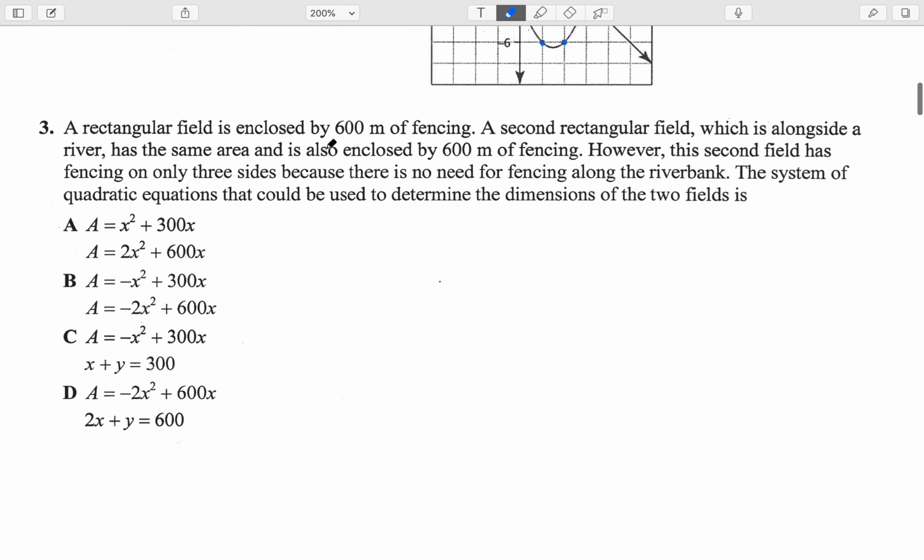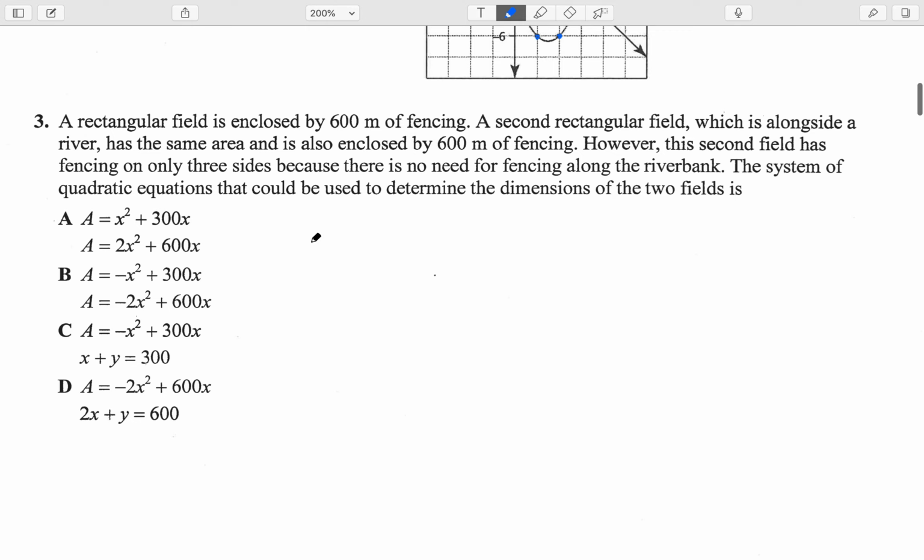Okay, a rectangular field is enclosed by 600 meters of fencing. So we've got a rectangle. Let's see if I can draw a rectangle or a reasonable facsimile. I know it's 600 all the way around, right? Which means the half perimeter from here to here is 300. So I'm going to call this x. I'm going to call this 300 minus x because that way, when you add these two together, you get 300. If this was like 10, this would be 290, right? 300 minus 10. So think about it. If I add these two together, the x's cancel out, I get 300.